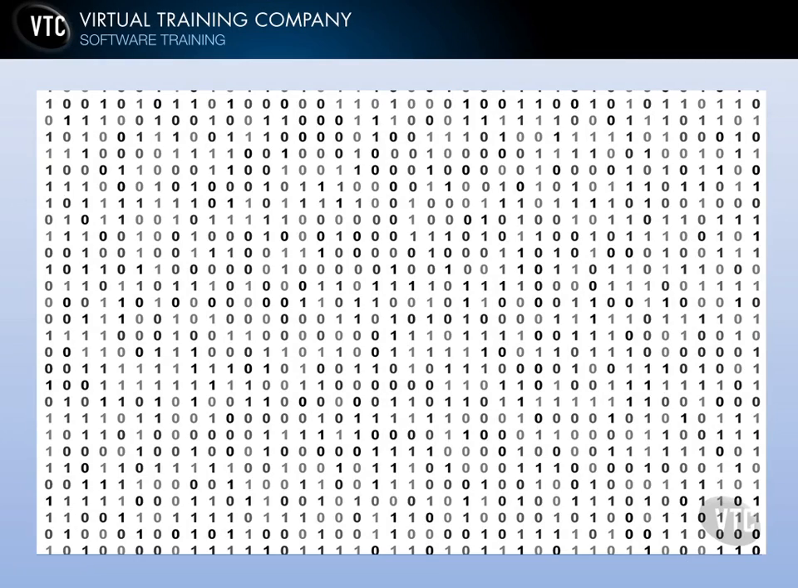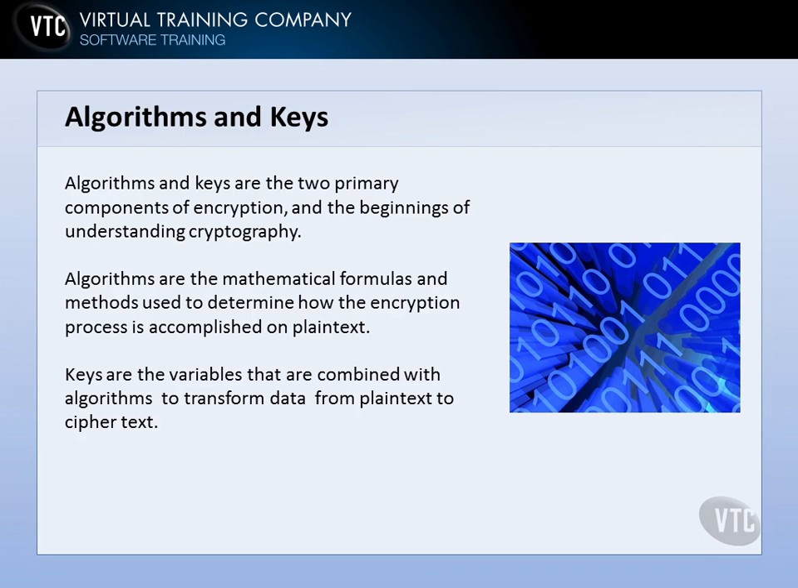To begin our discussion on cryptography, it's helpful to discuss some of the basic components of encryption, and the two basic components that we want to look at first are algorithms and keys. Algorithms and keys are pretty much the two primary components of encryption, and in order to understand cryptography, you need to understand algorithms and keys themselves. Algorithms are basically the mathematical formulas and the methods that are used to determine how the entire encryption process takes place and how it's used on plain text to produce ciphertext.